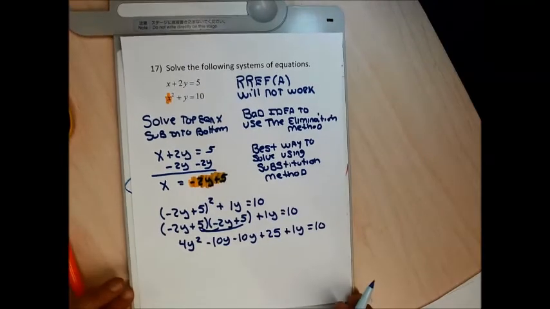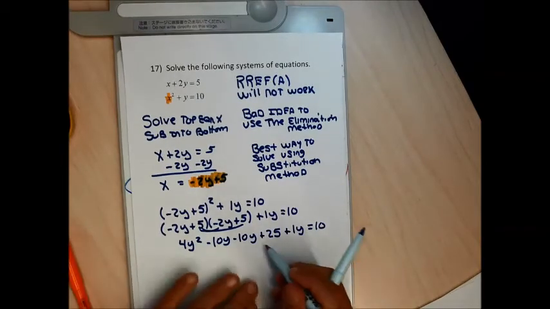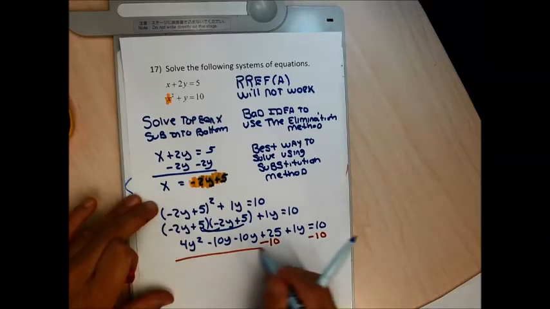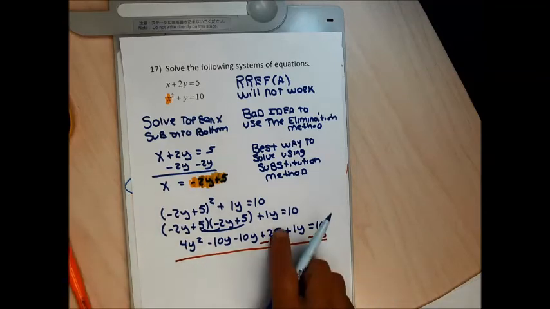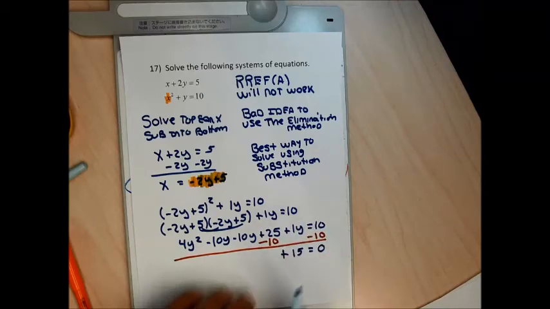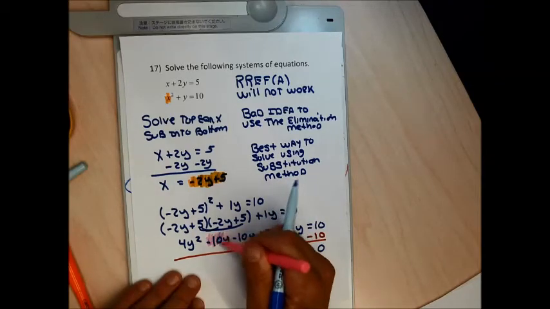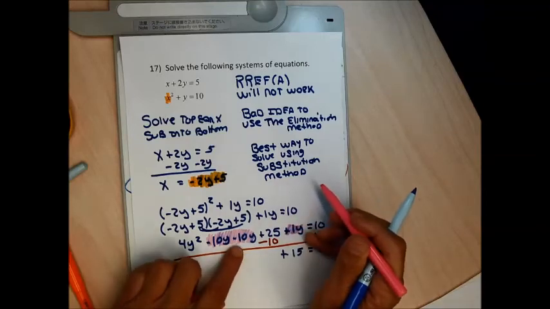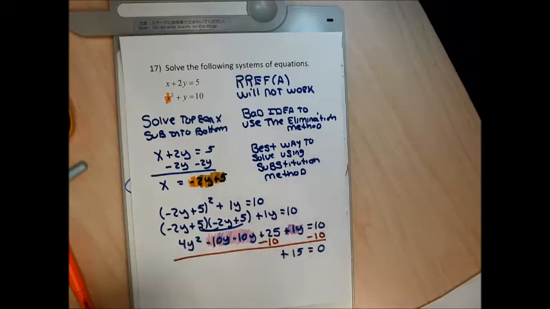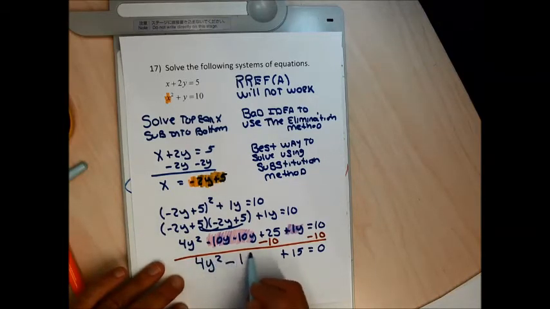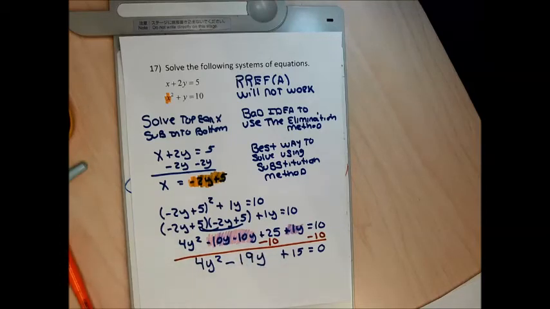Because of the exponent, this problem is going to have to be set equal to 0. And I'm going to do 2 steps for once right here. I'm going to minus 10 from both sides to get 0 on the right-hand side. I'm going to wind up with a plus 15 on the left-hand side because 25 minus 10 is 15. And I'm going to combine the like terms on the left-hand side that can be combined. That's minus 10y and positive 1y. These two add up to a minus 19. So this is going to give me 4y squared minus 19y plus 15 equals 0.